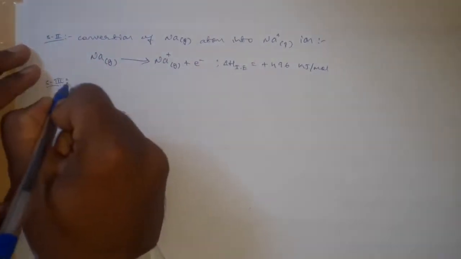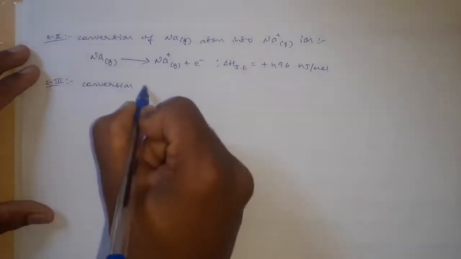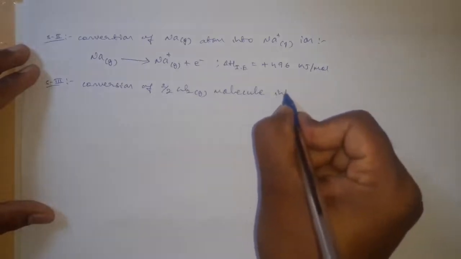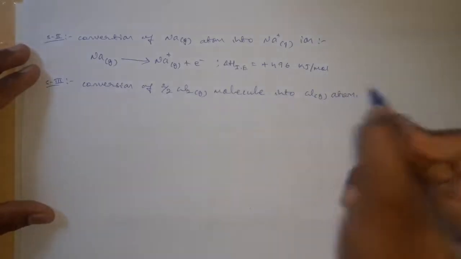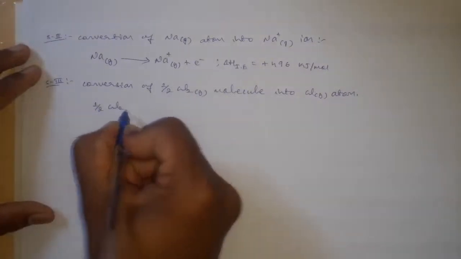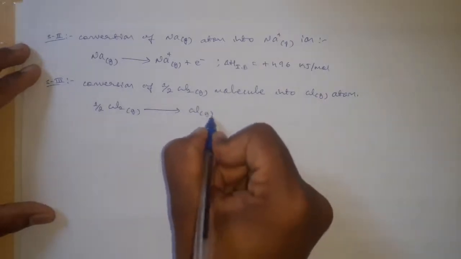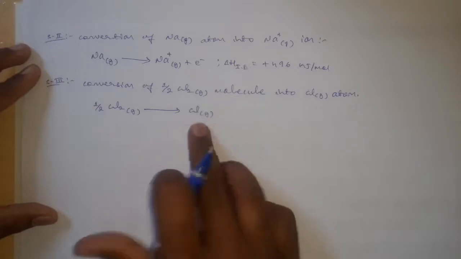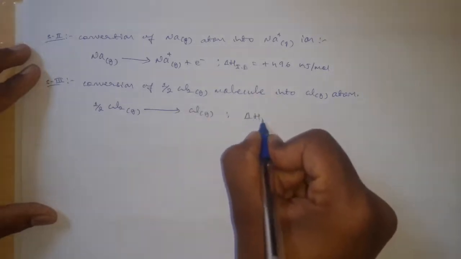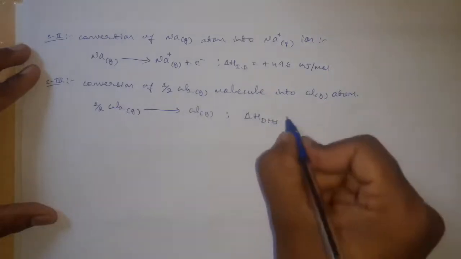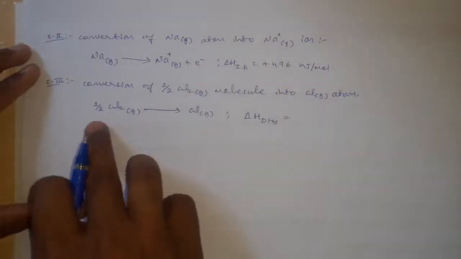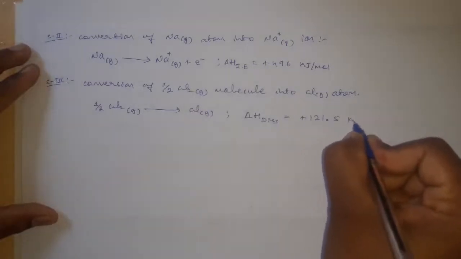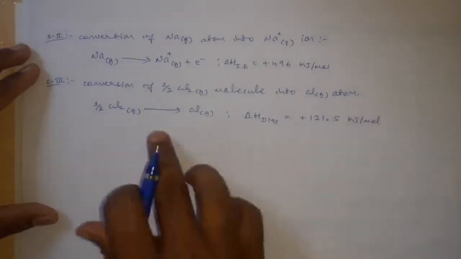Then step 3 involves the conversion of gaseous chlorine molecule into gaseous chlorine atom. Here the dissociation of the chlorine molecule takes place to form its atoms. Therefore, the enthalpy change is the enthalpy of dissociation. Here also we have to supply some amount of energy to dissociate the chlorine molecule into atoms. Therefore the energy change is plus 1215 kilojoules per mole. It is also an endothermic process.